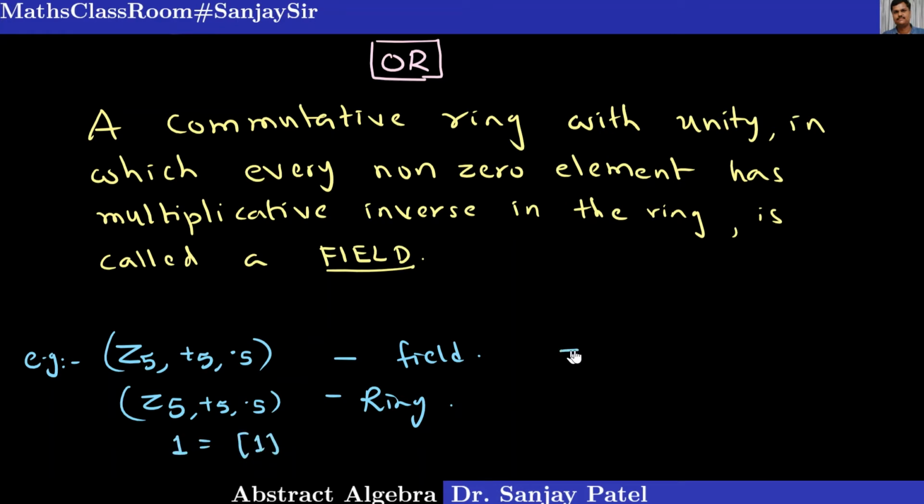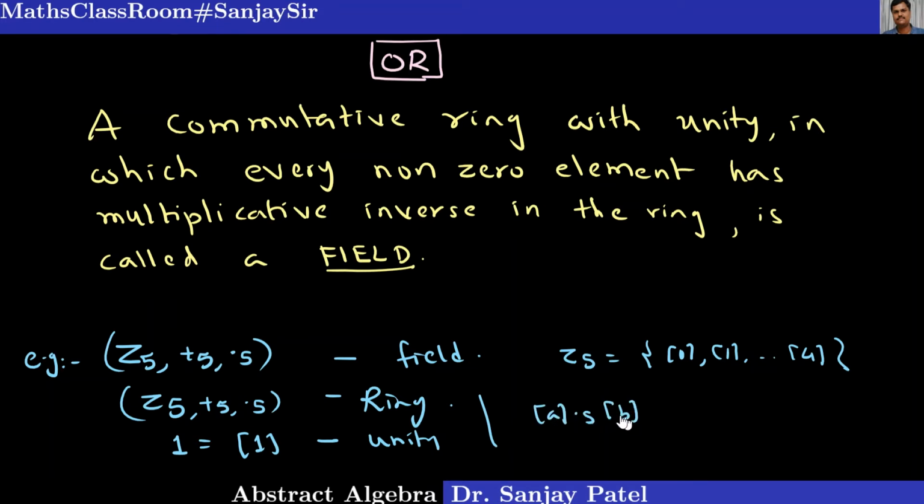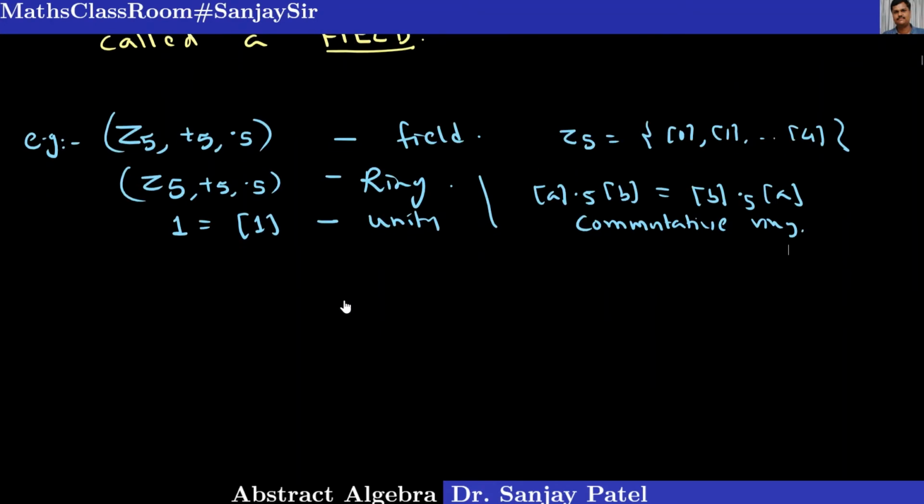You know what is Z5? Z5 has 5 elements. Class 0, class 1 up to class 4. It has 5 elements. So this is unity element. Okay. Then class A ·5 class B is same as class B ·5 class A. That means multiplication is commutative. So it is a commutative ring. So this Z5 is commutative ring. Okay. It is a ring. It has unity element. It is a commutative ring, and every non-zero element in Z5 has inverse.